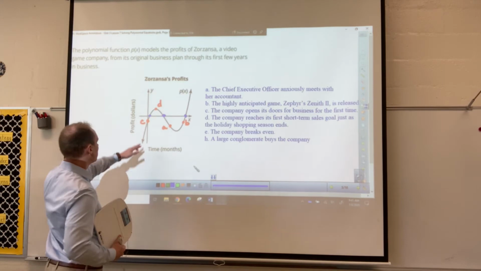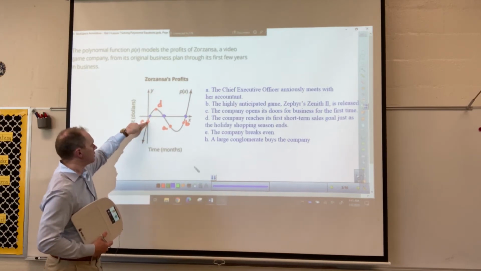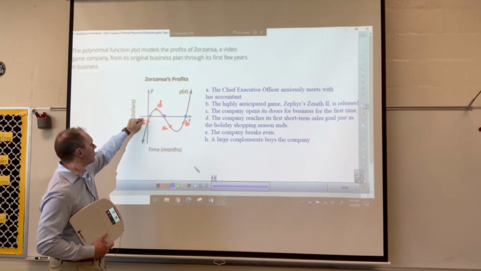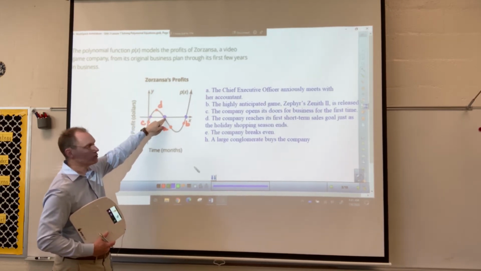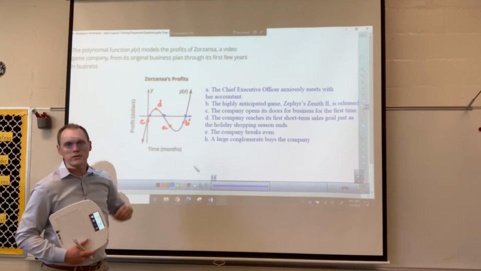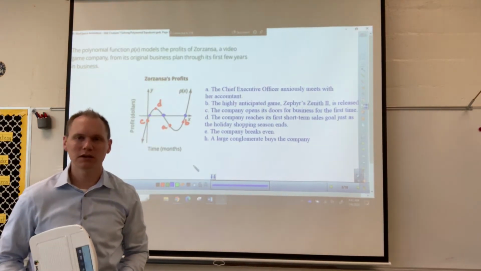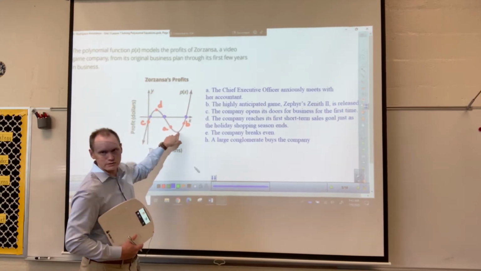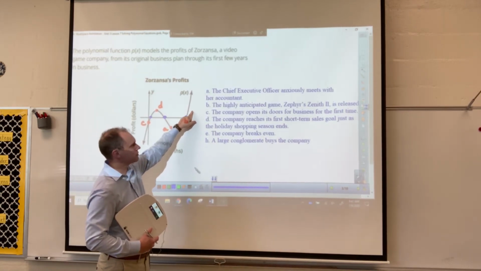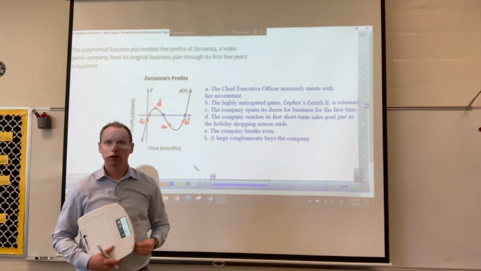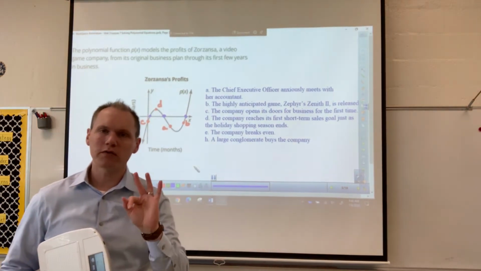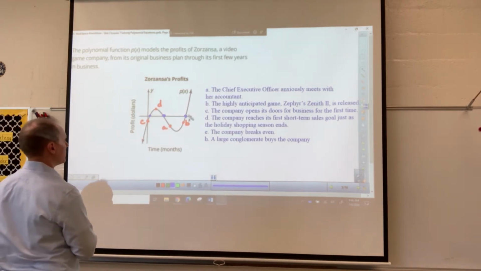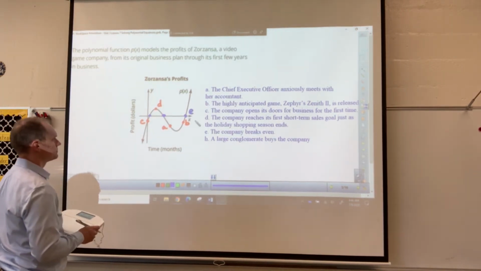So after the company started and they started to sell their product, they broke even there, or maybe when they started to lose money after that holiday season ended, or maybe after they were in a bad spot here and they started to sell Zenith 2, maybe they broke even in there. So there are 3 different places where the company broke even. So those will all be, I'll say that's E.